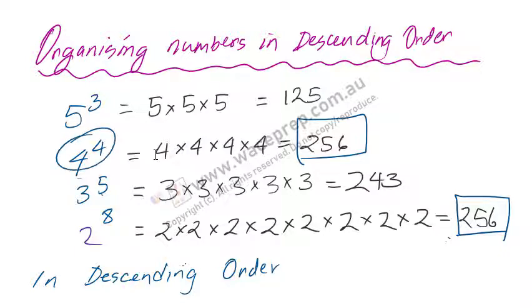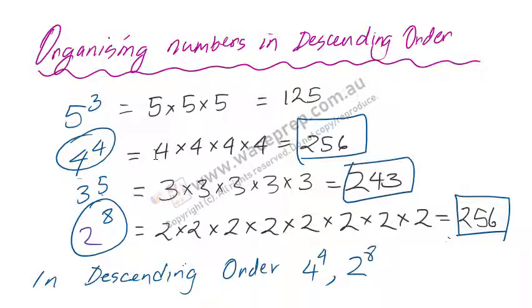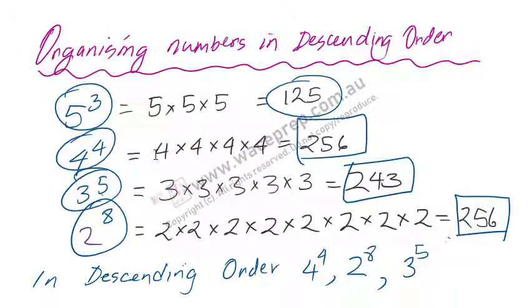I'm going to just write 4 to the power 4, then 2 to the power 8, and then our smaller number, beg your pardon, is 243, which is represented by 3 to the power 5, and finally the smallest number is 125, which is represented by 5 cube. And that's how we write the numbers in descending order.